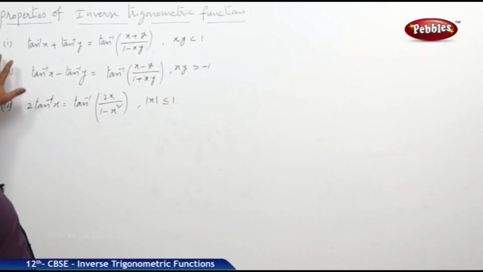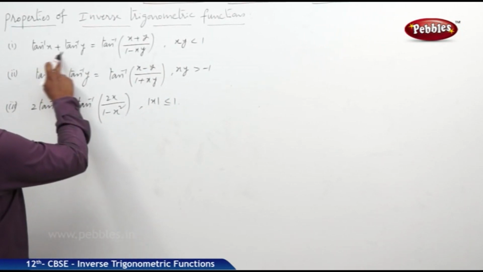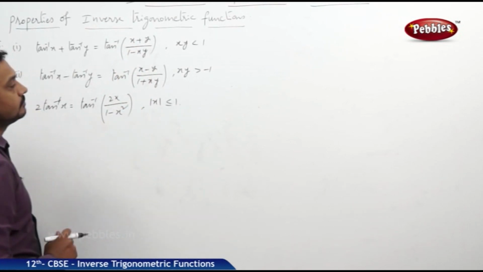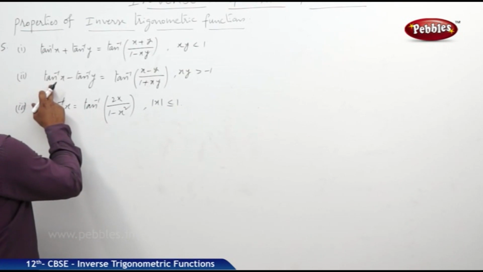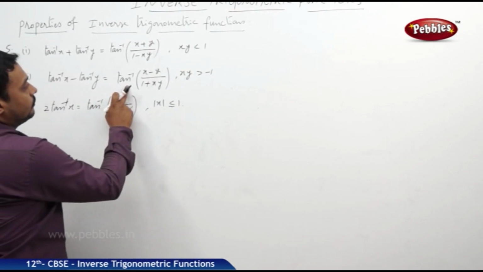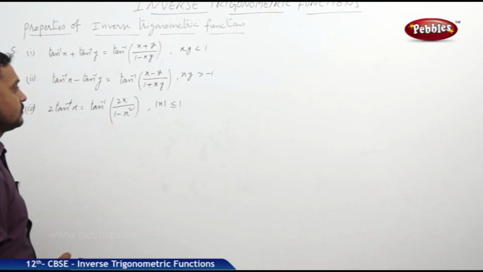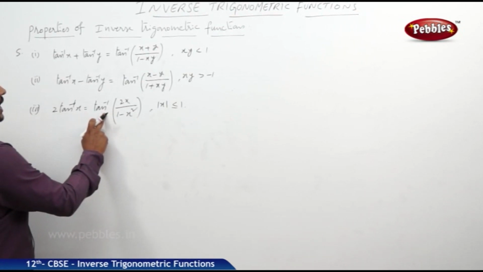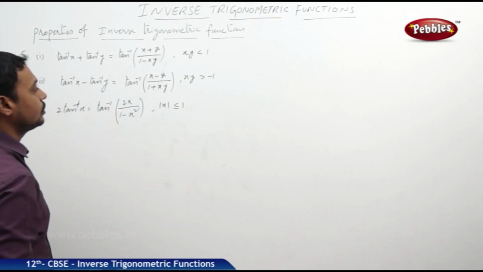Now we have the fifth property, that is tan inverse x plus tan inverse y is equal to tan inverse of x plus y by 1 minus xy when xy is less than 1. Tan inverse x minus tan inverse y is equal to tan inverse of x minus y by 1 plus xy when xy is greater than minus 1. 2 tan inverse x is equal to tan inverse of 2x by 1 minus x square when mod x is less than or equal to 1.